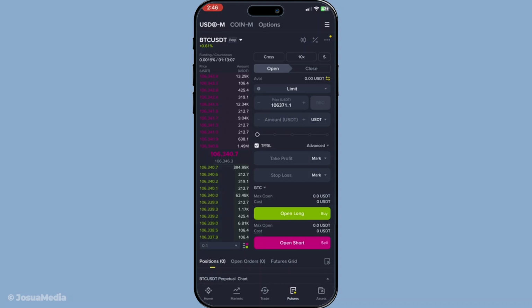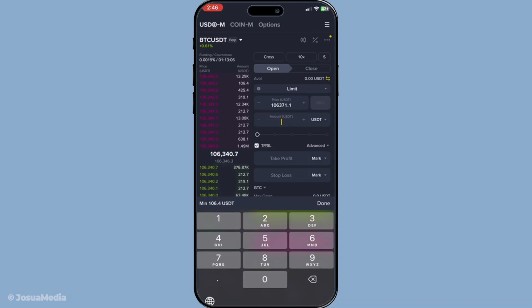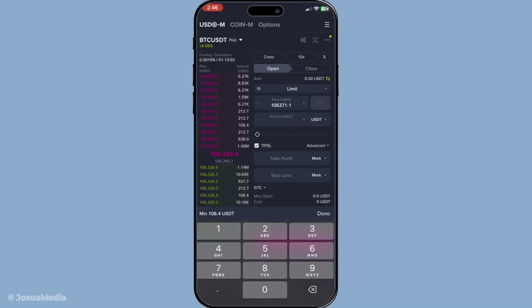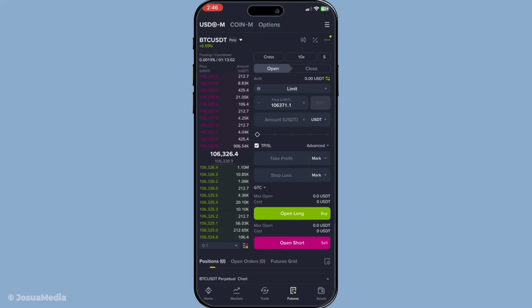The short or sell position should be opened with less capital in comparison to your long position, acting as a protective measure against potential price declines. In short, while your long position benefits from price increases, your short position shields you from losses that could occur if the market trends downward instead.